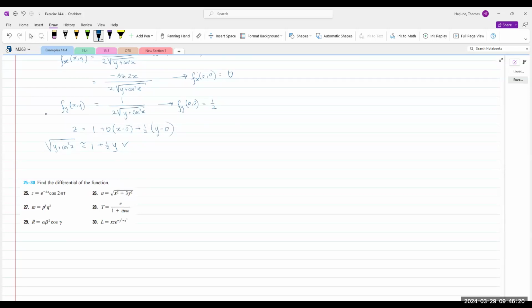Let's see number 26 first. u equals the square root of x squared plus 3y squared. Okay, u sub x is 1 over 2 square root. We get used to doing the derivative of square root, huh? So on the top we have 2x, so that becomes x over square root of x squared plus 3y squared. u sub y will be 3y over square root of x squared plus 3y squared.